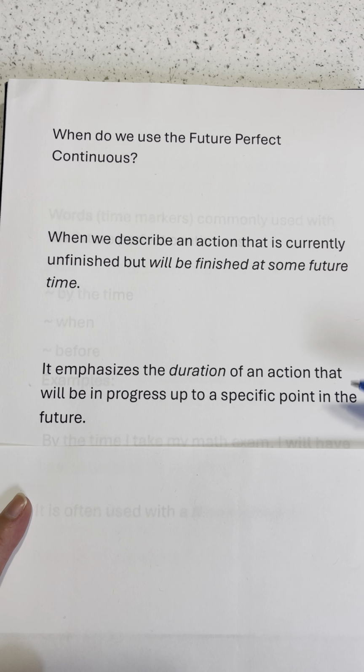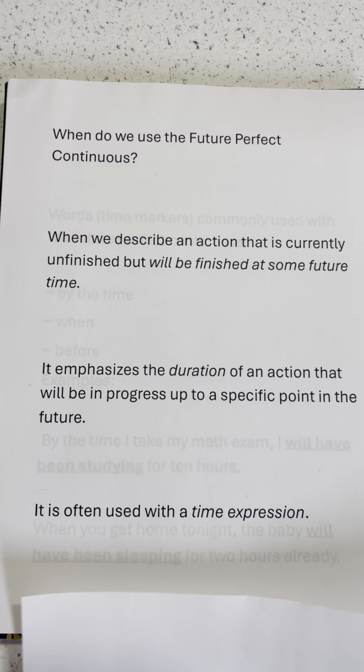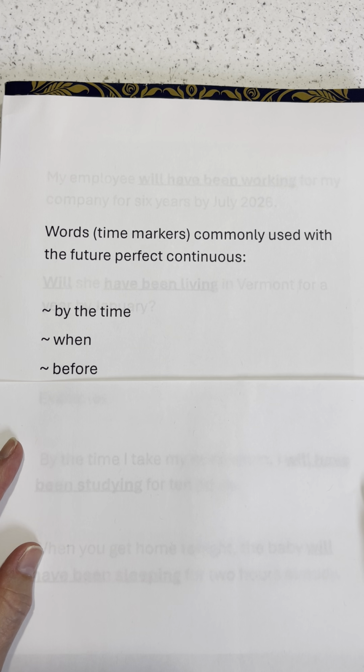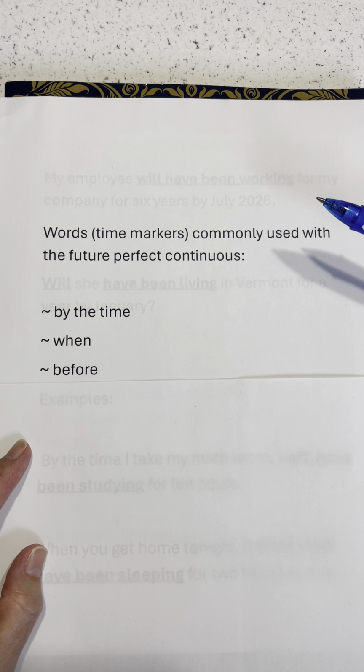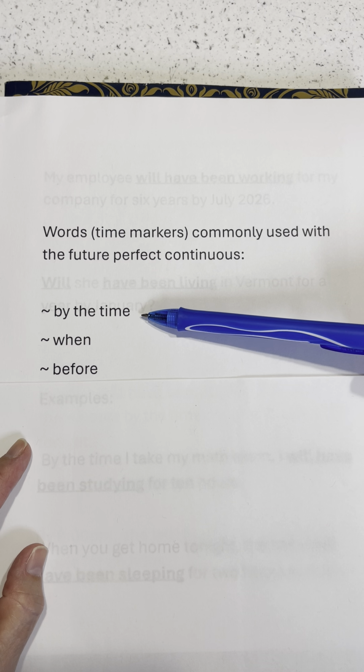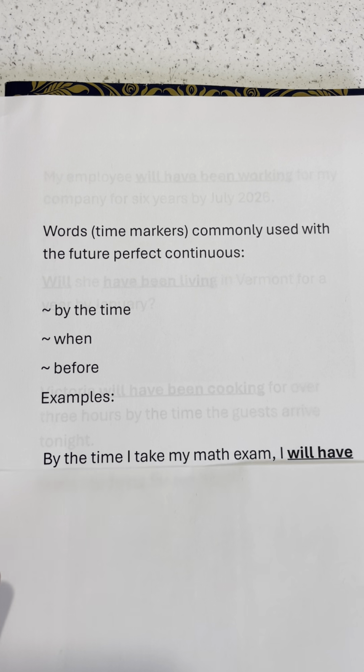With this tense, it emphasizes the duration of an action that will be in progress up to a specific point in the future. So again, with this tense, often we will tell how long that action that we are talking about will be going on at that point in the future. Okay, it is often used with a time expression. All right, so some words, also known as time markers, are commonly used with the future perfect continuous. So with these type of sentences, you might see by the time or when or before in many of the sentences. So let's look at a few examples.